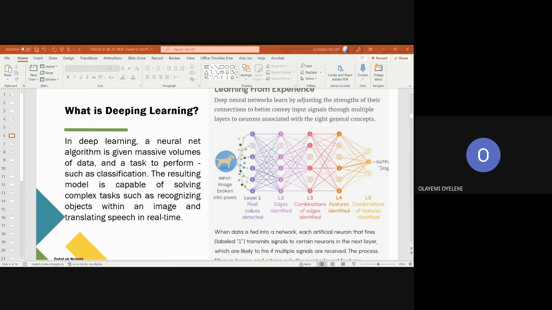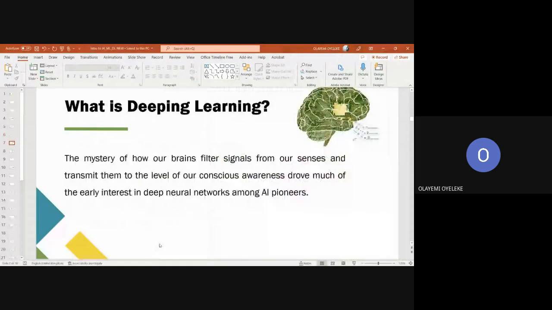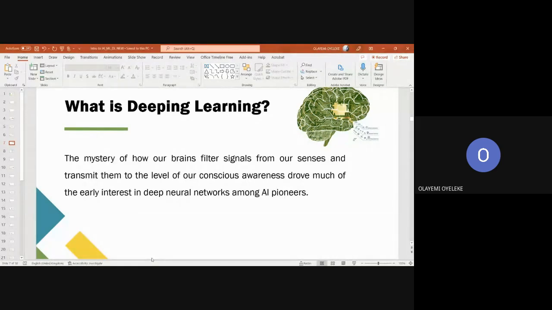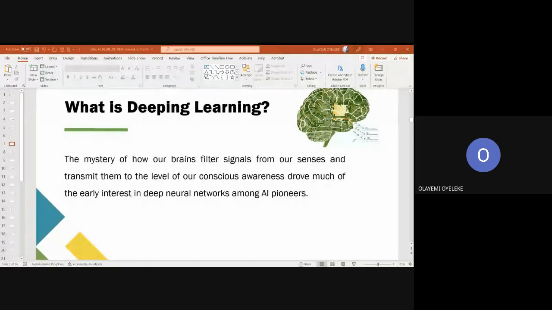So we go to the next slide. So what is deep learning? The mystery of how our brains filter signals from our senses and transmit those signals to our conscious awareness drove much of the early interest in deep neural networks among AI pioneers.